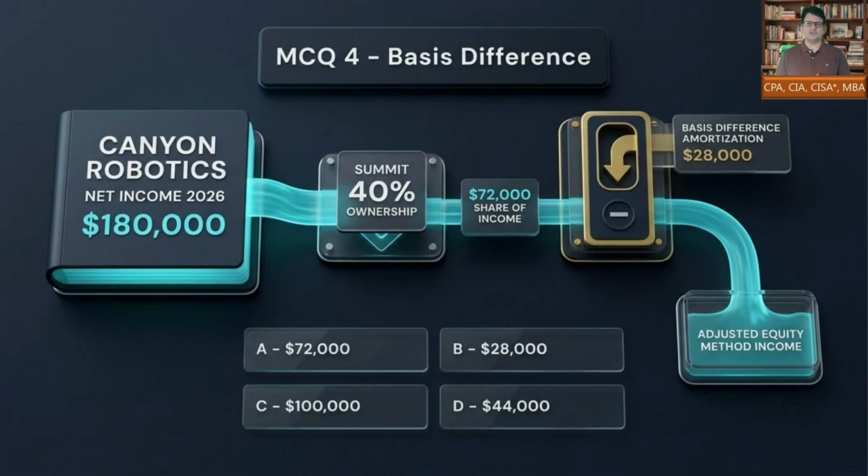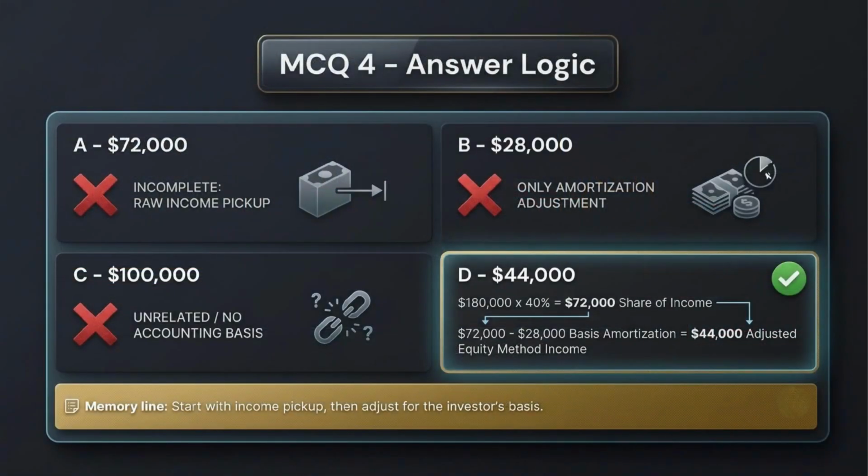This is one of those questions where the numbers are friendly, but only if you put them in the correct order. The correct answer is D, $44,000. Option A, $72,000, is Summit's raw share of Canyon's income before amortization, so it is incomplete. Option B, $28,000, is only the amortization adjustment, not the final equity method income. Option C, $100,000, does not fit the correct calculation.